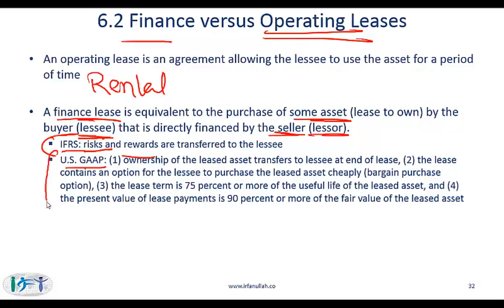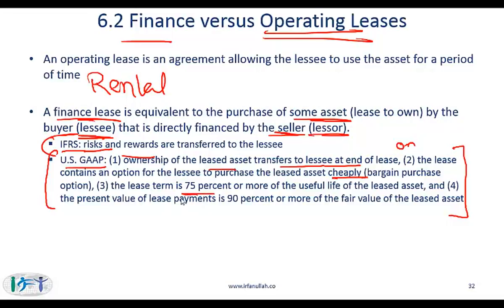US GAAP makes some more specific remarks which are stated in the footnotes in your curriculum, but I have given them here because I think they give you a better indication of how to classify a lease. If the ownership of the leased asset transfers to the lessee at the end of the lease, then it should be classified as a finance lease. Or if the lease contains an option for the lessee to purchase the leased asset cheaply, or a bargain purchase option, then again finance lease.